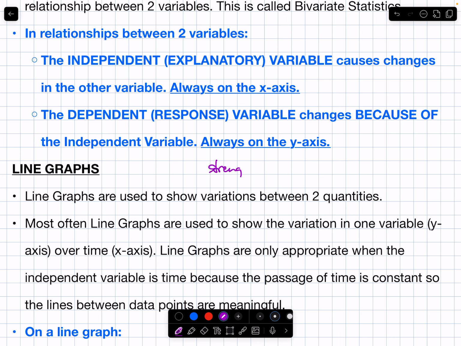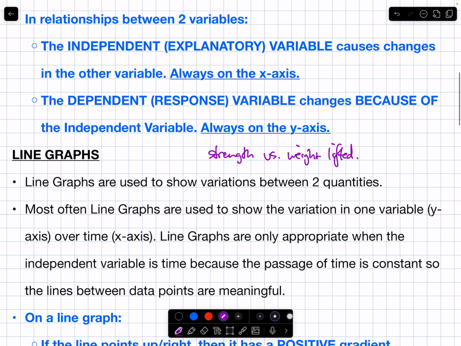So if you came up with an example that everyone could understand, strength versus weight lifted. What are you changing on purpose that's going to cause the change in the other variable? The stronger that I get, the more weight I can lift. So the independent variable in this situation, the explanatory one, is going to be strength, because your strength explains the change in the amount that you lift, and so the dependent variable in this situation is going to be the weight lifted.